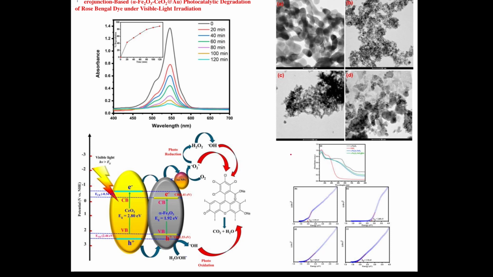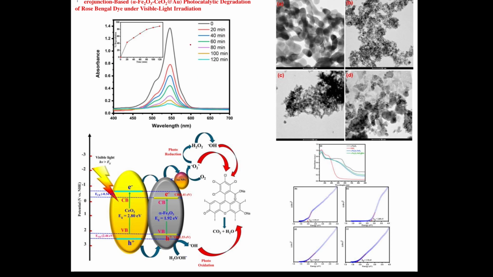It was not that much because the band gap was already very low in this case, and the particle size was about 7 to 8 nanometers. So we used different scavenging materials to test the role of the different radicals which are responsible for the photodegradation. And here this is the mechanism of the materials.